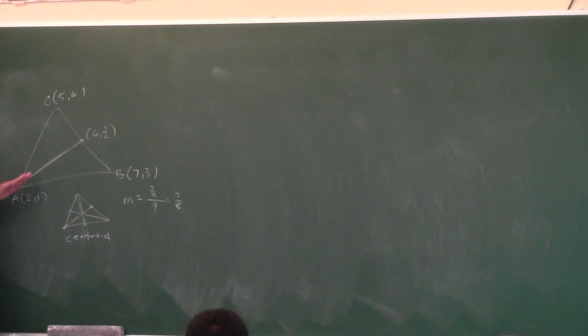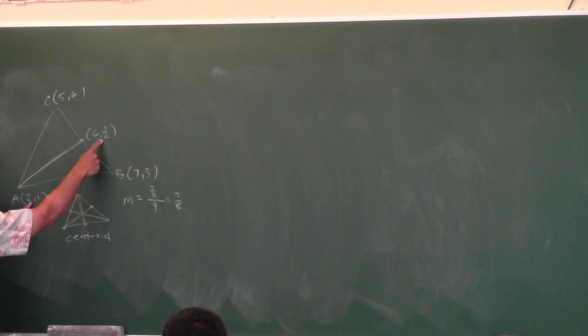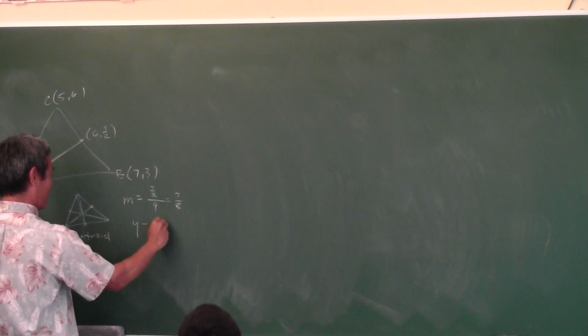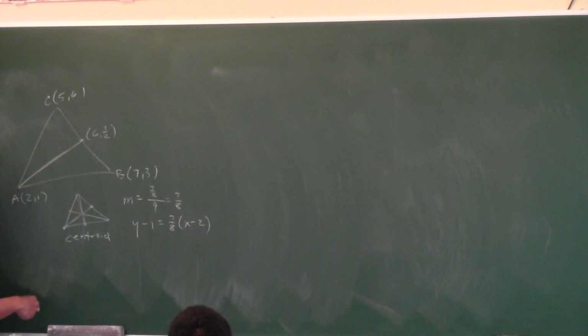So what's the equation of this line? Well, remember, you need a point and a slope. We got the slope. Which point would you rather use, the nice one or the ugly one? Okay, so just go y minus 1 equals 7/8 times x minus 2. That's the equation of this median.